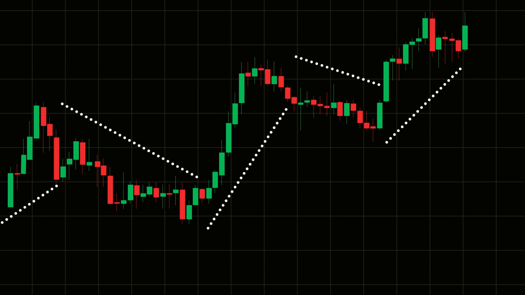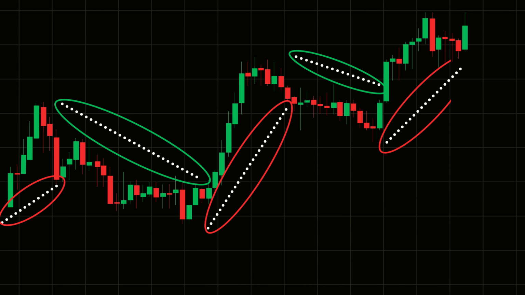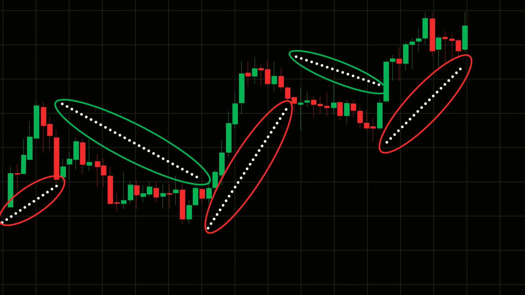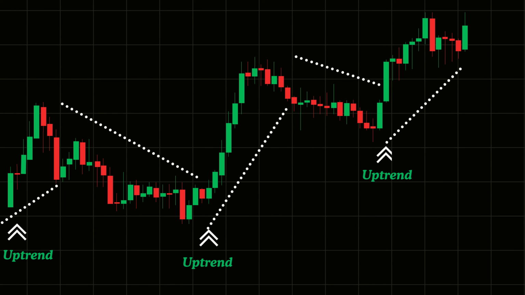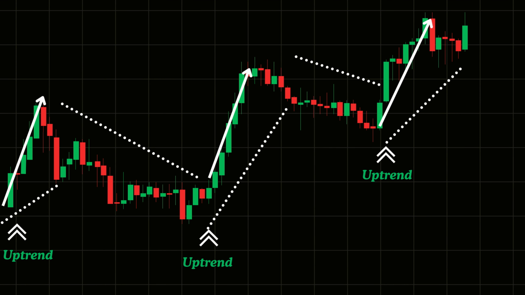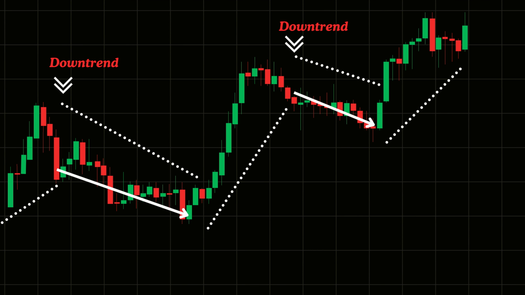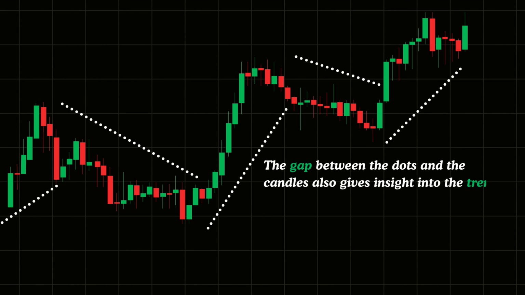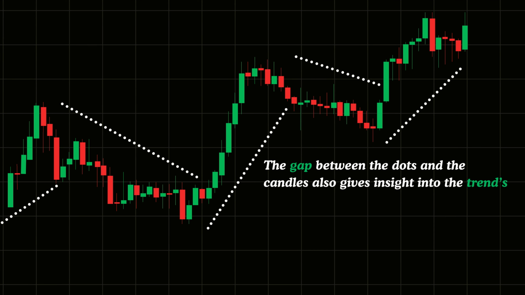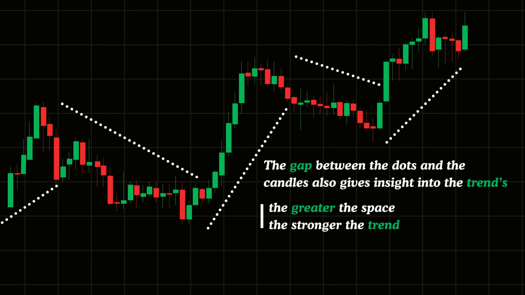Once applied, you'll notice a series of dots placed either above or below each candle. The way to interpret this indicator is quite straightforward. When the dots form beneath the candles, it suggests that the market is currently trending upward, but if the dots appear above the candles, it signals that the market is in a downward phase. The gap between the dots and the candles also gives insight into the trend's strength. The greater the space, the stronger the trend.